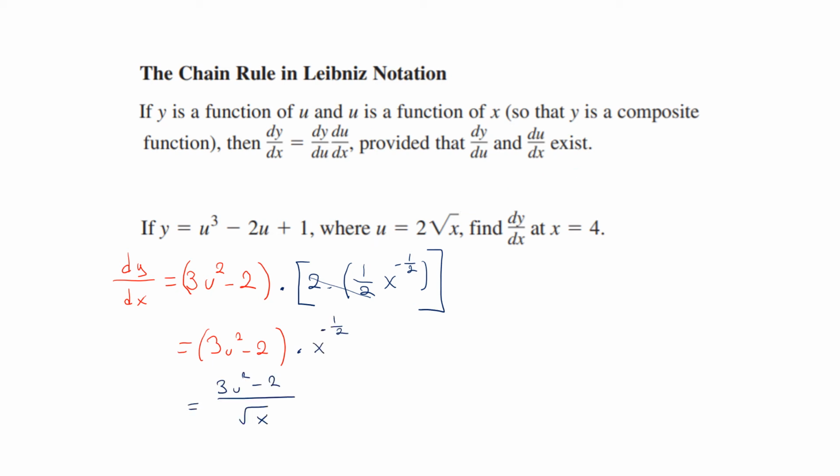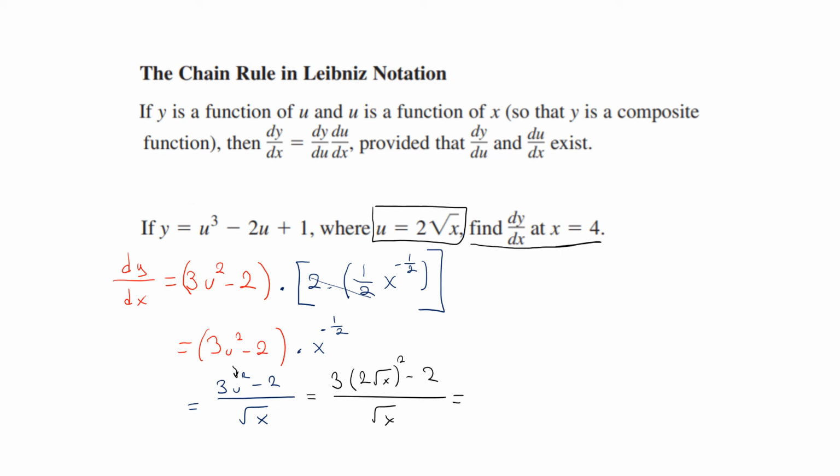Now to continue the problem, I see that it wants me to find the derivative at x equals 4. All I need to do from here is plug in 4 for my x. But I realize I have u, but you don't really need to write it in terms of x for everything. I can plug in my u given over here to my function. So I can say 3 and put whatever the u is. So my u is 2 root x squared minus 2 all over root x.